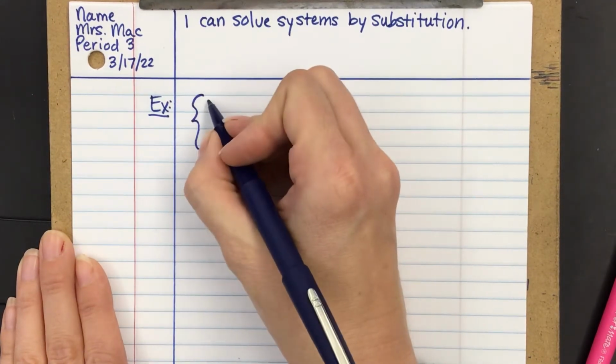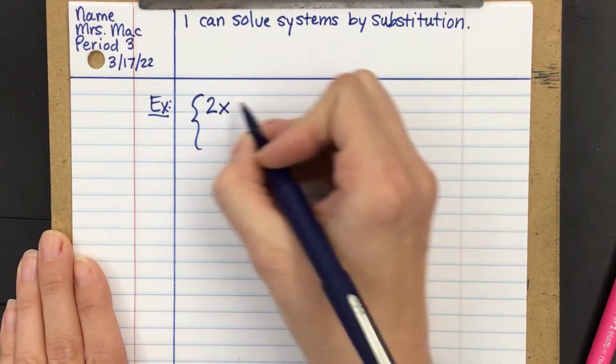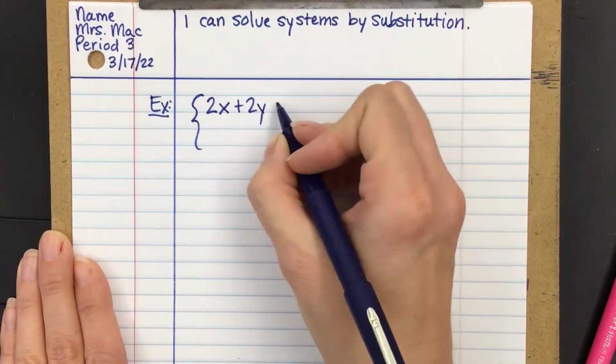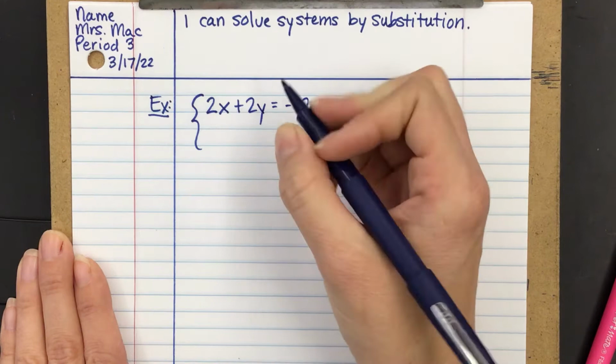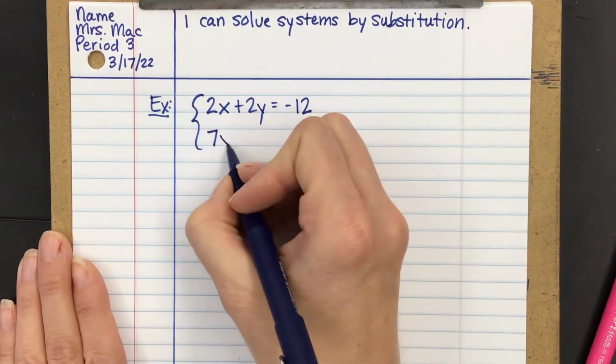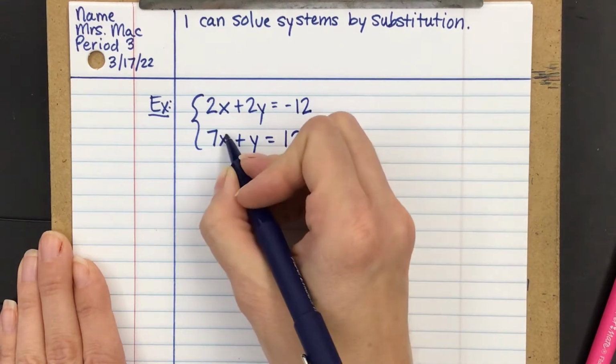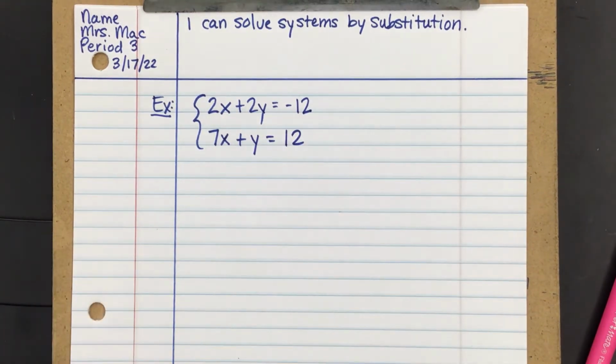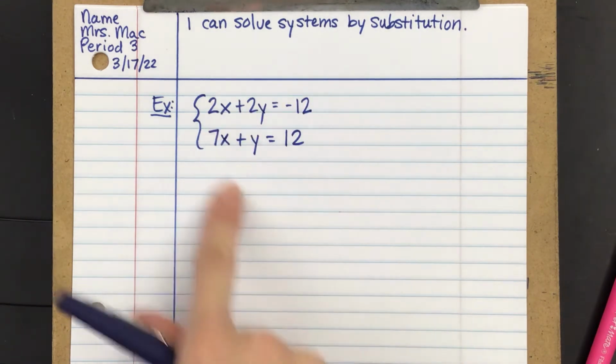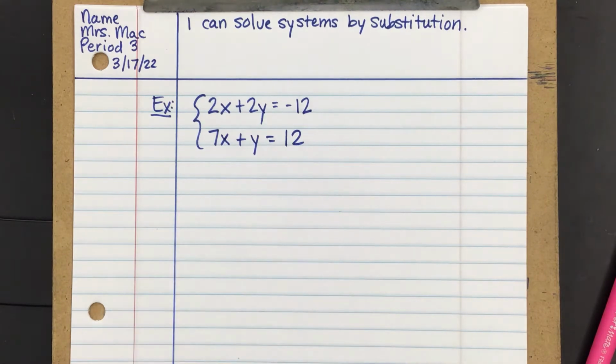So we have these two equations. 2x plus 2y is equal to -12. And 7x plus y is equal to 12. Now, honestly, in a couple of days after we go over how to solve by elimination, you're not going to want to use substitution on a problem like this because there's a better method. But for now, let's make sure our skills are sharp and make sure we know how to do this.